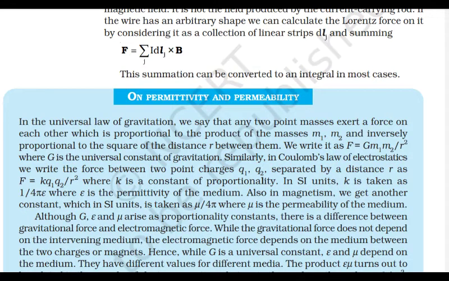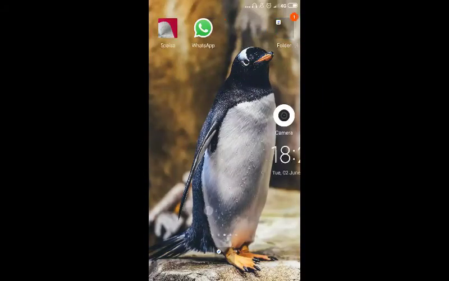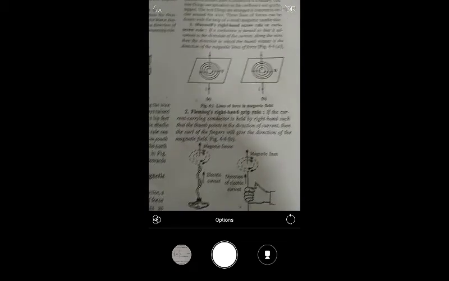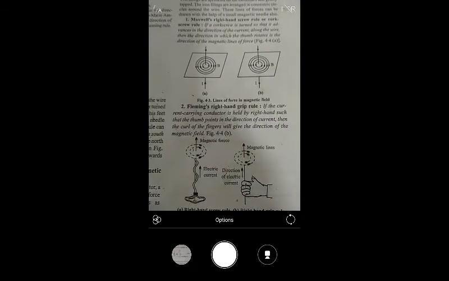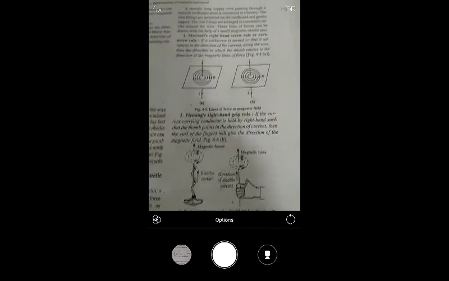To show this, I have to use some app. Let me go back to my app, so you don't see so many things. You can see the two rules now here. I think it is much more visible.